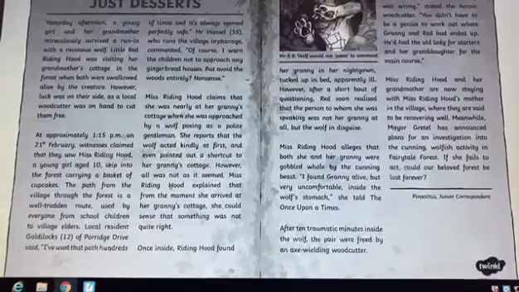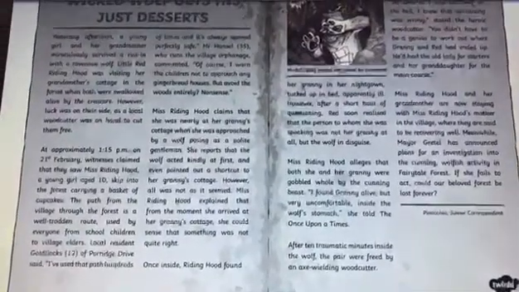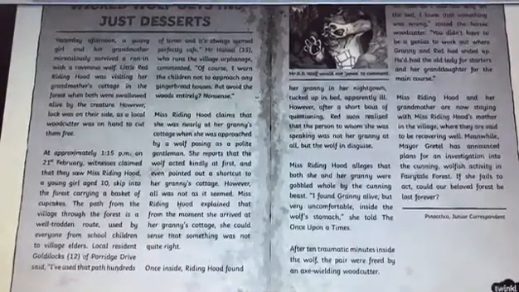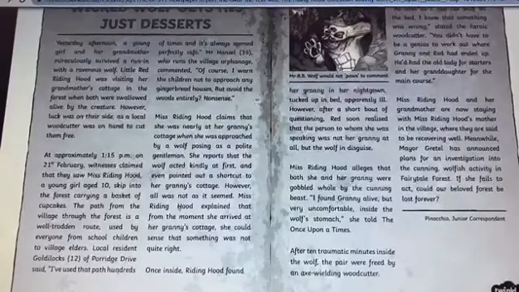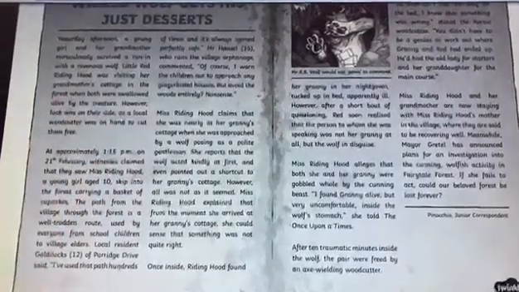At approximately 1:15 p.m. on the 21st of February, witnesses claimed that they saw Miss Riding Hood, a young girl, aged 10, skip into the forest carrying a basket of cupcakes. So there's a good example there of using commas for a subordinate clause.